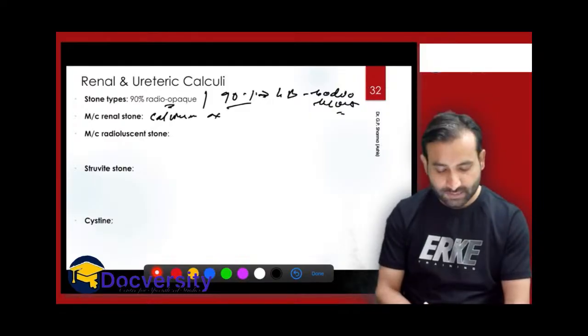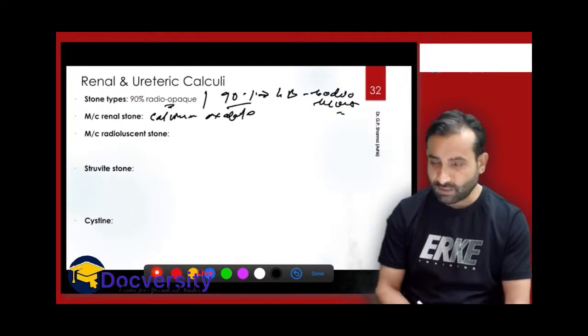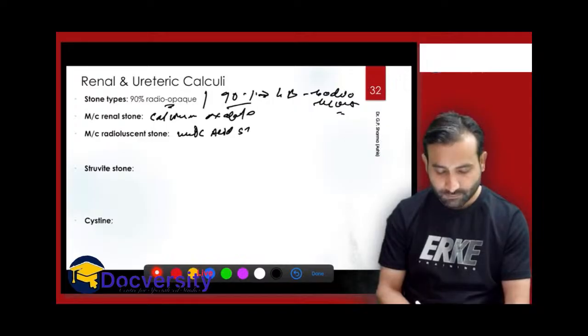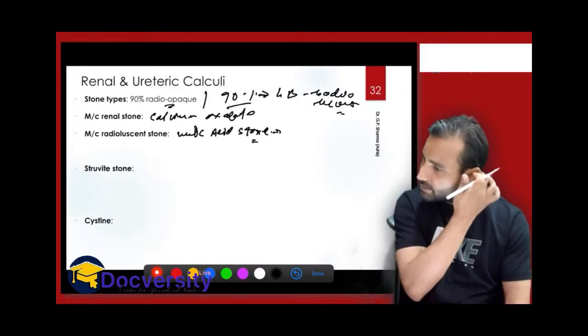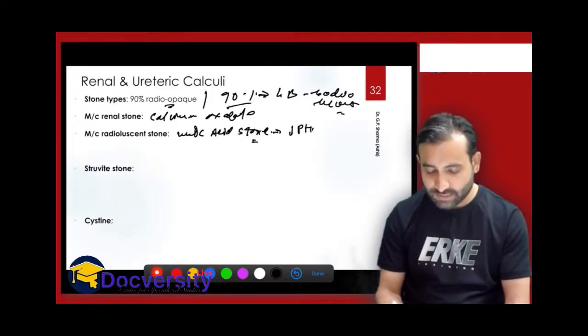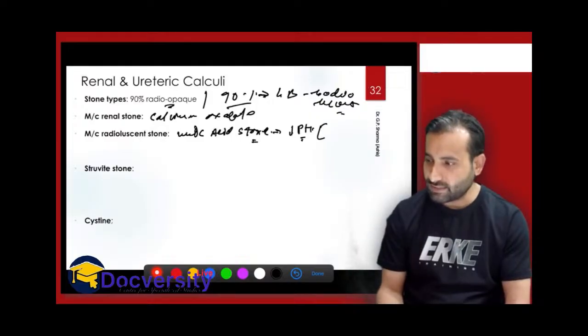Most common renal stone is calcium oxalate, right? And the most common radiolucent stone is the uric acid stone. Please remember, question in the exam: uric acid stone, and it forms in the acidic urine. That means low pH. It forms in the acidic urine.